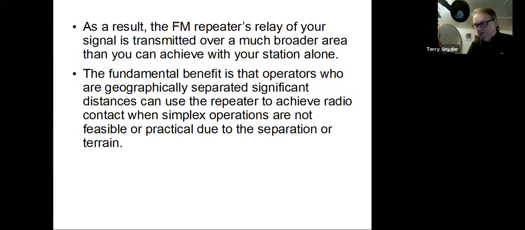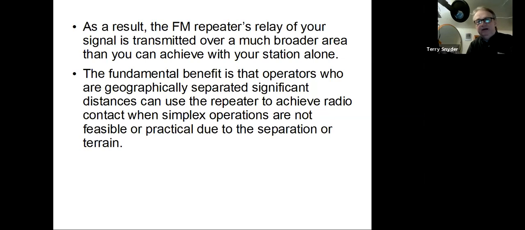And those of you who were involved in the simplex drill that was done here, I guess that was more like the Skywarn, but that's what it was all wrapped around. You got to see that the people you heard on the repeater, you couldn't hear them when you were on simplex in a lot of cases. And that was the idea, to give you a feel for what that was like. But that's what a repeater does.